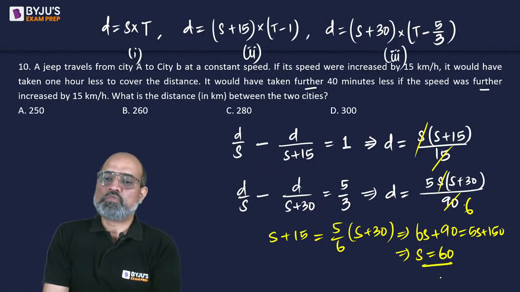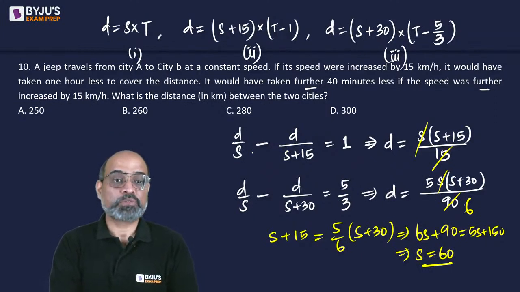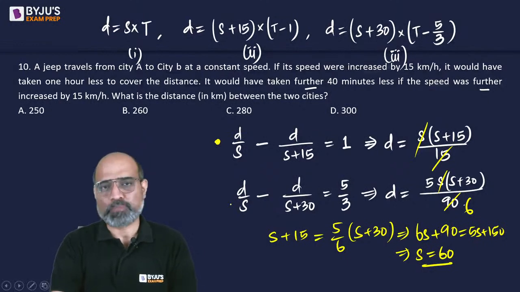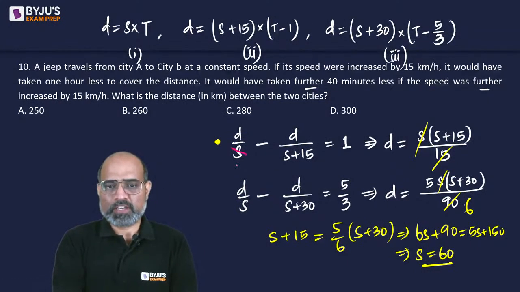Okay. Once we get the value of s as 60, we can now use the options and the value of s and put it in the first equation or maybe in the second one. Okay. ये हमारा call रहेगा. So if s is going to be 60, this is going to be 75.